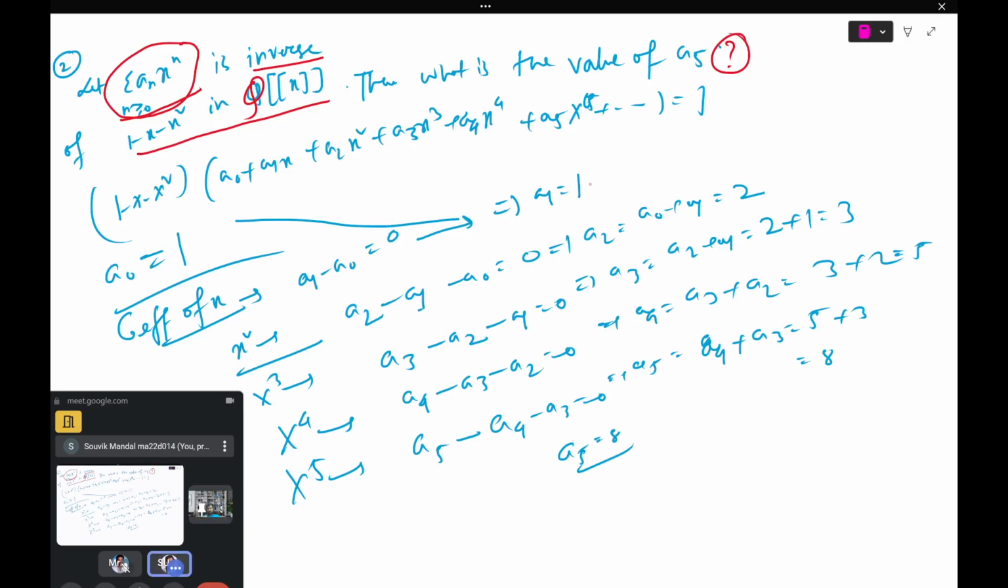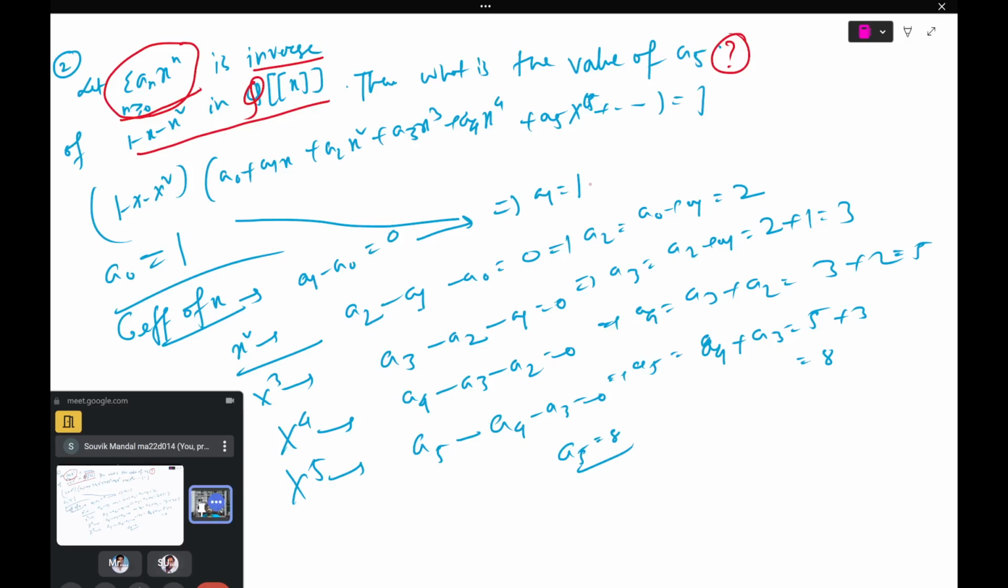If you have any doubt, please ask. Don't hesitate. Without looking at the screen, manually solve it. What is the value of a5? You solve it by yourself right now.